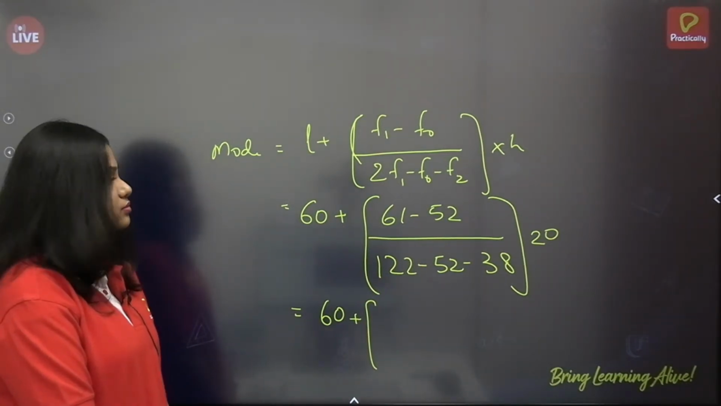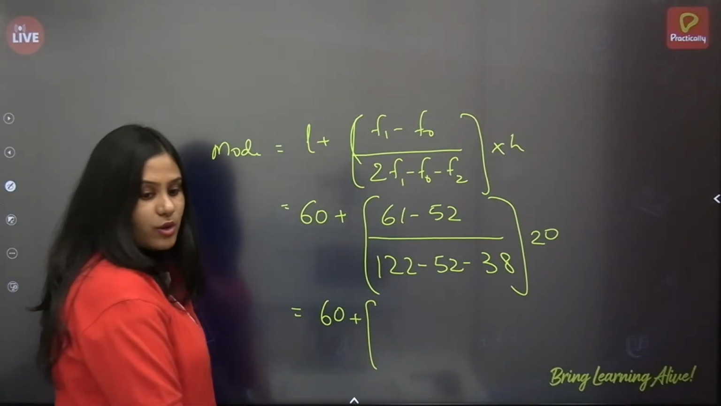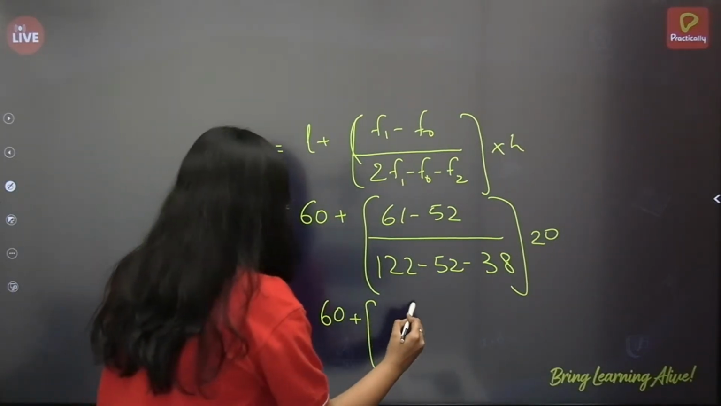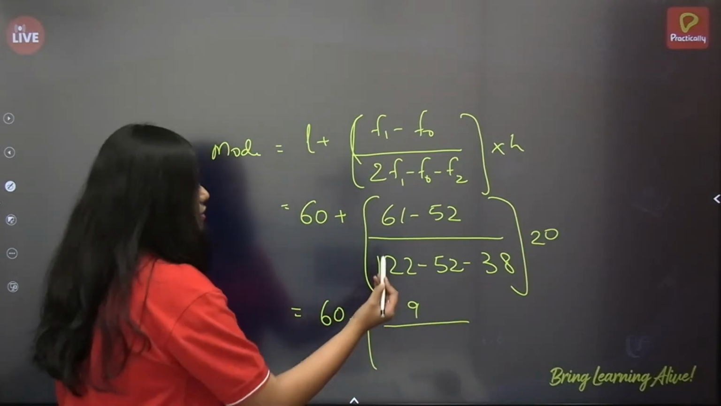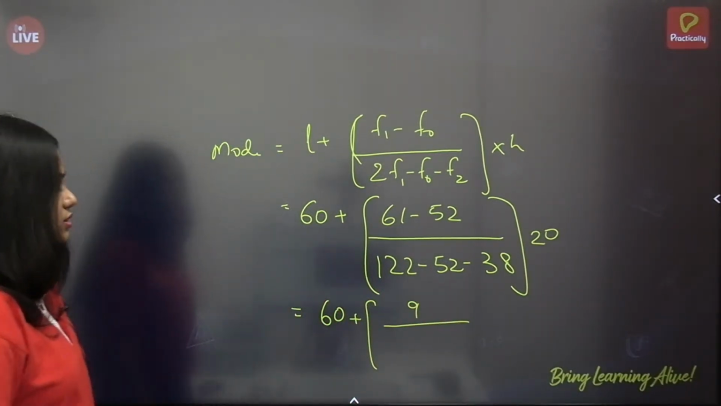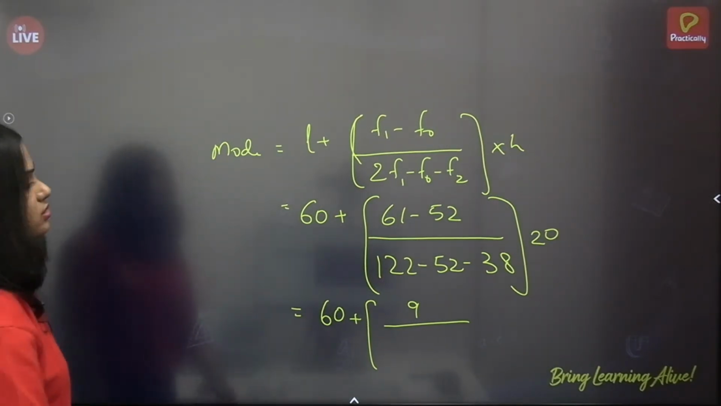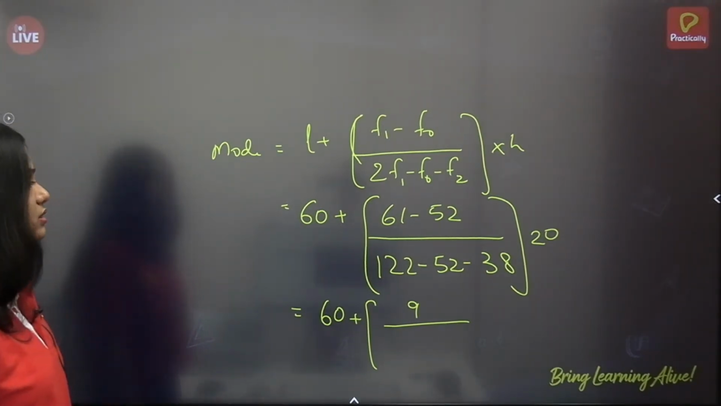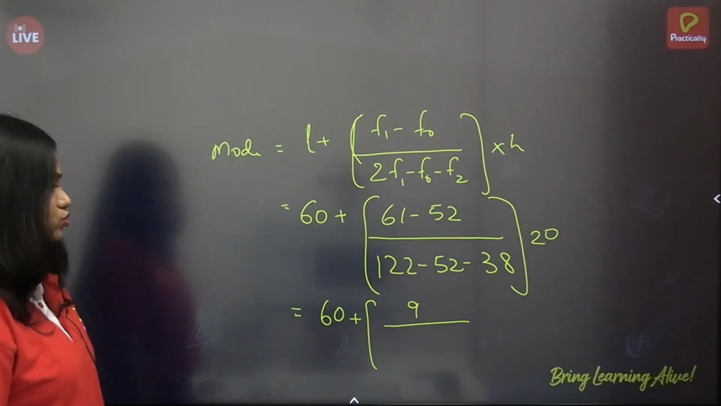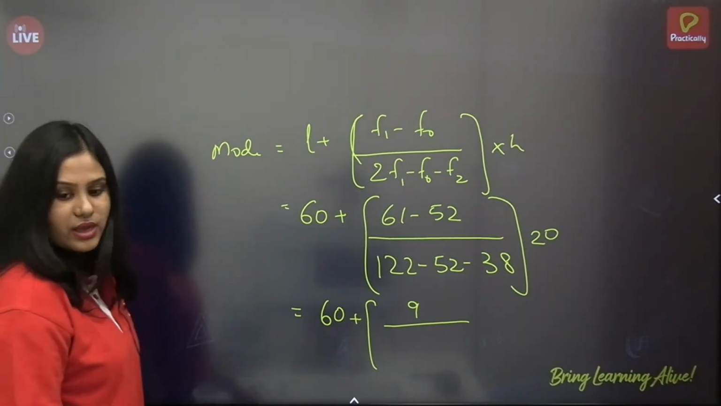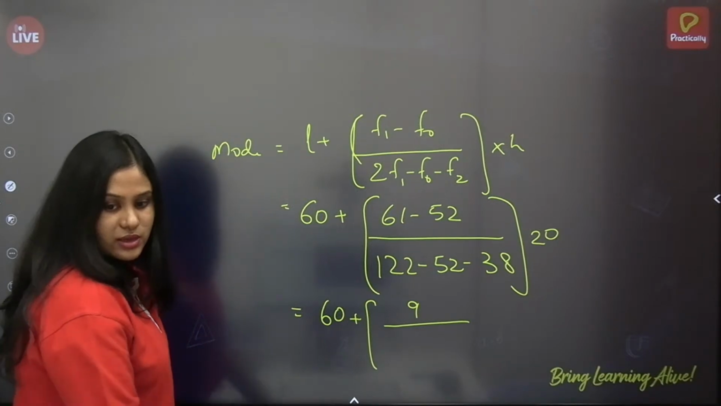Now solve it and let me know. So 9 by 122 minus 52 is 70. 70 minus 38. So how much is 70 minus 38? 32. I guess it's 32.